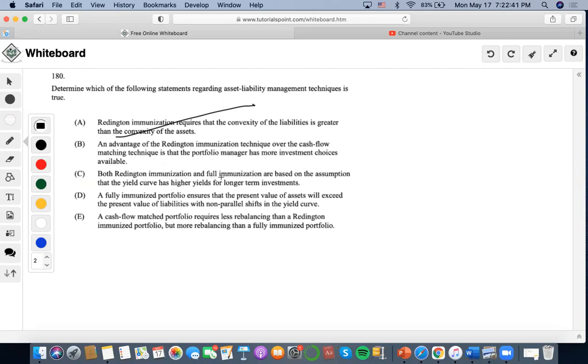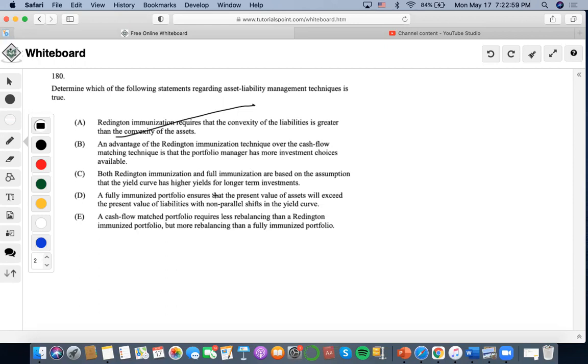Both Redington immunization and full immunization are based on the assumption that the yield curve has higher yields for longer term investments. Well, we're going to have to leave that on pause.